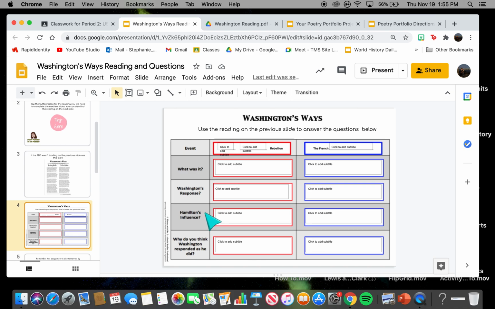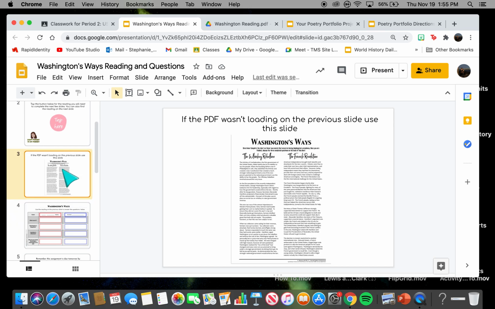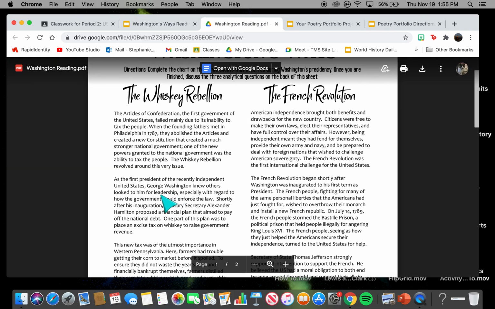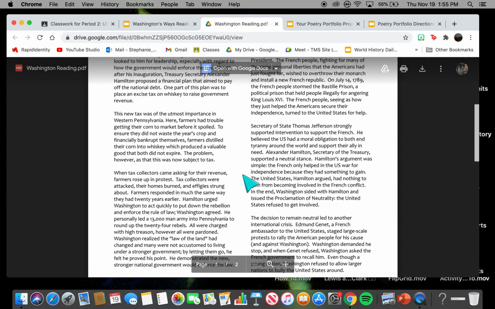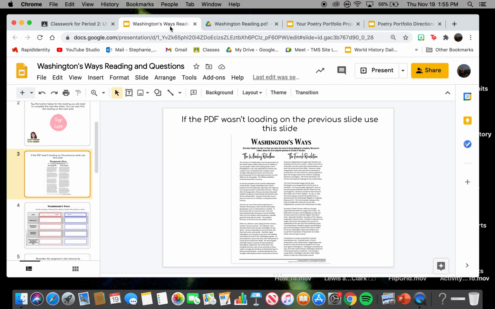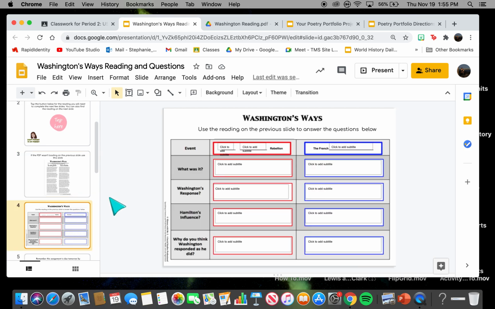Where it says Hamilton's influence, it means how did Hamilton affect this decision? Did his ideas get in the way, or how did he feel about what was going on? And then, why do you think Washington responded as he did? If you go down to this paragraph right here, you're reading through and seeing how Washington responded, and you're telling me why you think he responded the way that he did.